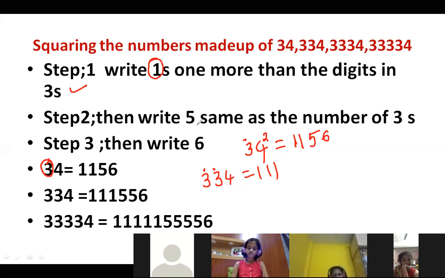And then second step, what should you write? 5s, but 5s equal the number of 3s. 2 3s are there, so you write 2 5s. Then the last step is very easy. What is the last step? Simply add 6. Okay, and we'll take another one.